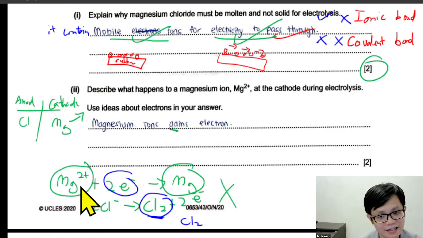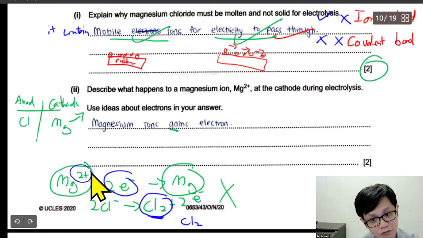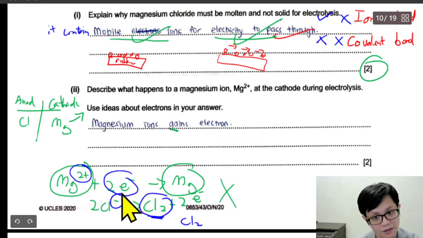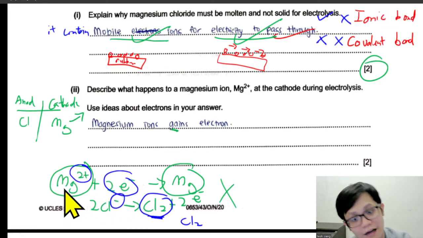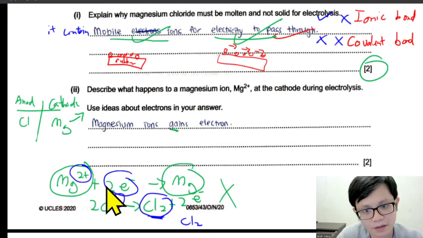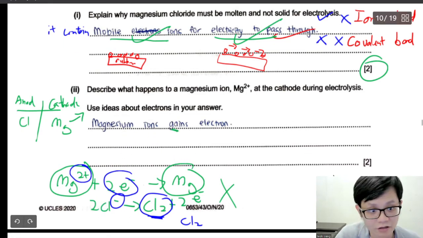I think the easiest way to remember is just remember that if this one is 2+, it gains. If negative, just remember it gives. But the correct way to remember, I think, is to write out the half equation. Then from the half equation you can see, but this is too long, I also don't want to teach this one. So magnesium gains electron for 2 marks.